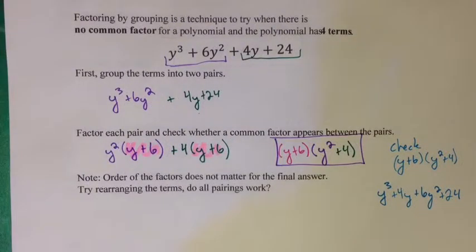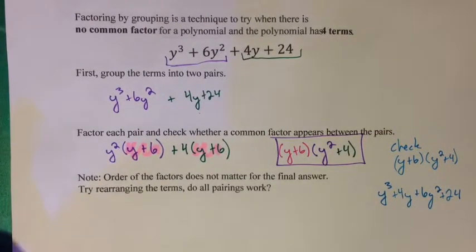Finally, I want to point out that the order of the factors doesn't matter. I mean, which ones you group together doesn't matter for your final answer, as long as you start with 4 terms and make 2 groups. Go ahead and try it yourself if you want. Rearrange these terms, group them however you want, and you'll end up with the same factorization in the end.